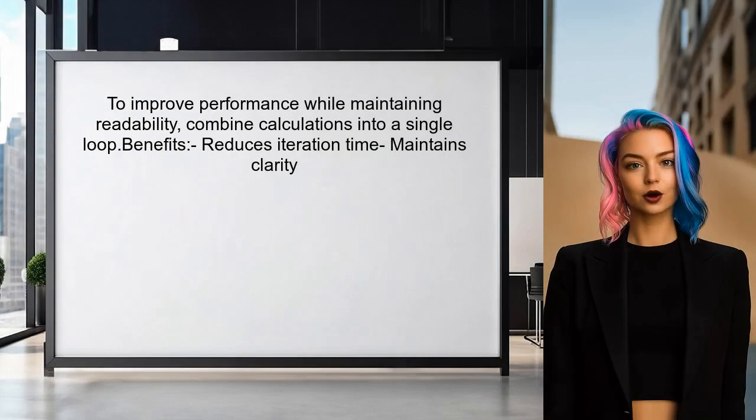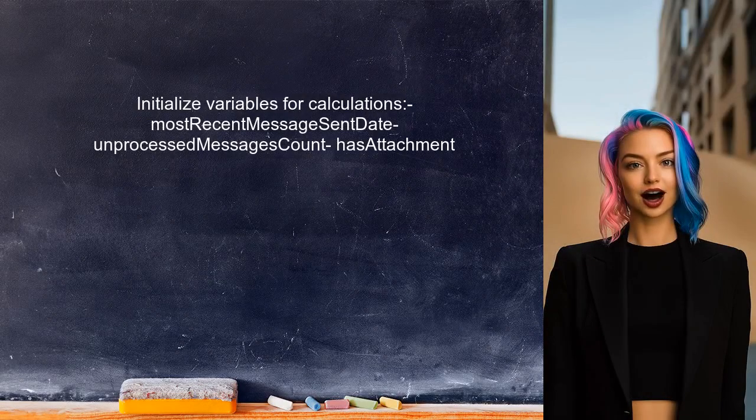To improve performance while maintaining readability, the user can combine the three calculations into a single loop. This way, they will only iterate through the list once. The user can start by initializing variables for each of the values they want to calculate. This includes the most recent message sent date, the count of unprocessed messages, and whether there is an attachment.